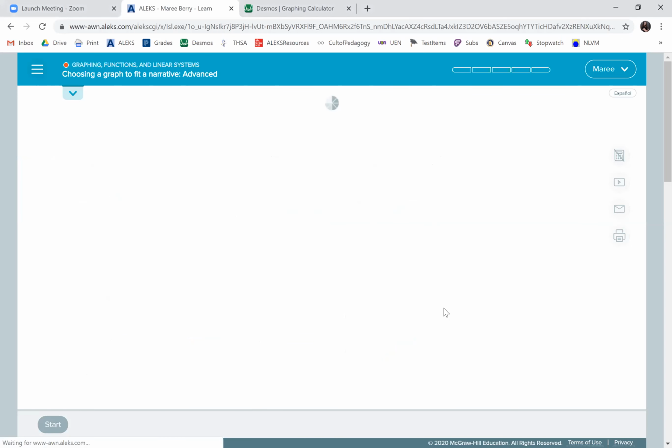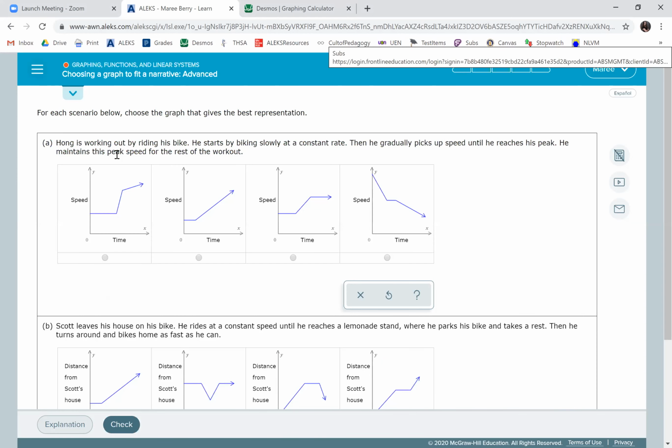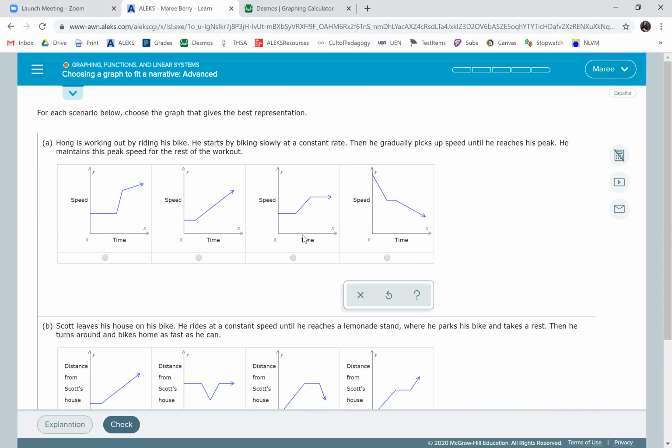Okay, so let's look at this first one. Hong is working out by riding his bike. He starts by biking slowly at a constant rate. So constant is going to look like the first of the first three. It's just going to be flat. Then he gradually picks up speed until he reaches his peak. And then he maintains his peak for the rest of the workout. And maintains means that he's going to stay the same speed.